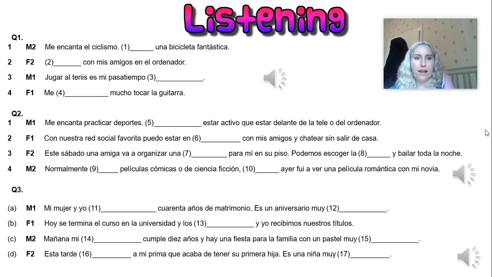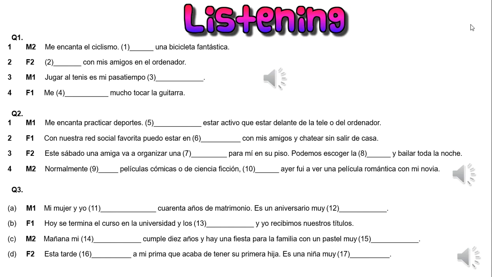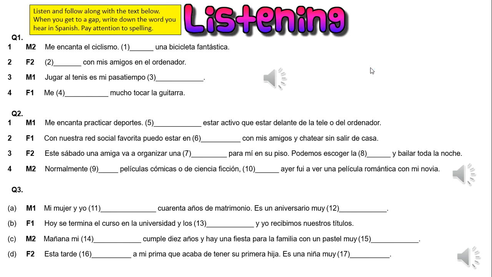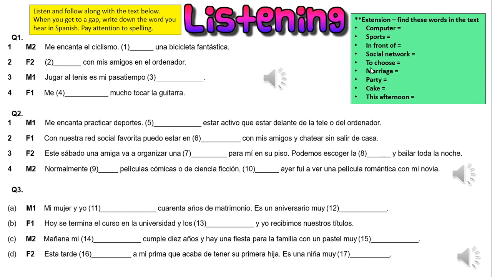Okay, we're going to do a bit of listening practice. Listen and follow along with the text below. When you get to a gap, write down the word that you hear in Spanish, pay attention to your spelling, and your extension task is to find these words in Spanish from the text. Each one will play twice, so you should have plenty of time. The first thing you need to do is write down 1 to 17, because you've got 17 words that you're going to be writing down. So write 1 to 17 in your book or on your paper.